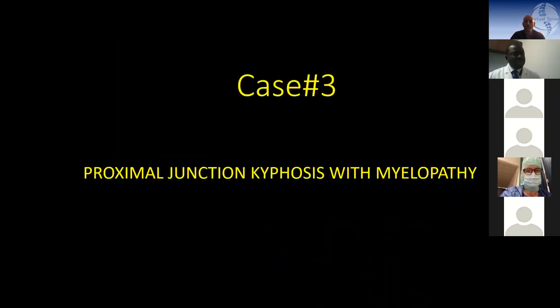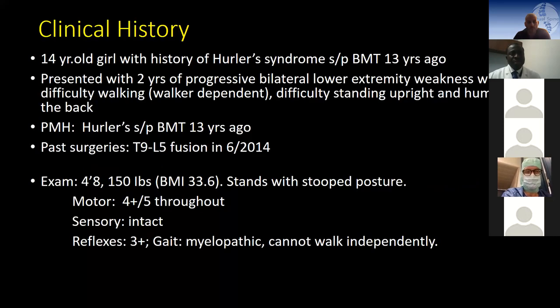All right, so the last case I'll present is a case of proximal junctional kyphosis, this time with myelopathy. The last two cases I've presented were all neurologically intact, but this patient presented with pretty severe neurological deficits. She is 14 years old with a history of Hurler's, and her bone marrow transplant was done when she was 1 year old. She presented with 2 years of progressive bilateral lower extremity weakness and difficulty walking. She was using a walker and having severe problems standing upright, with a hump in the back as well.